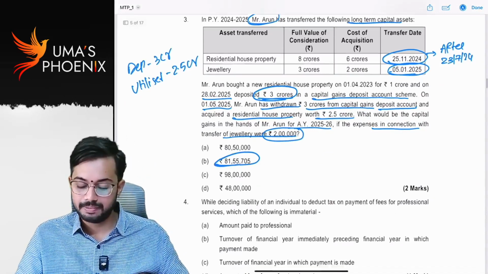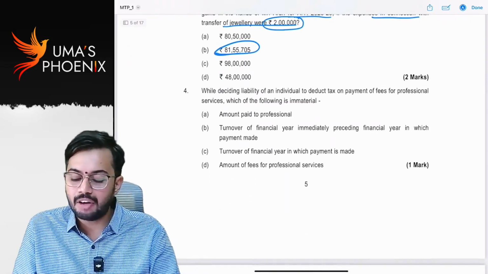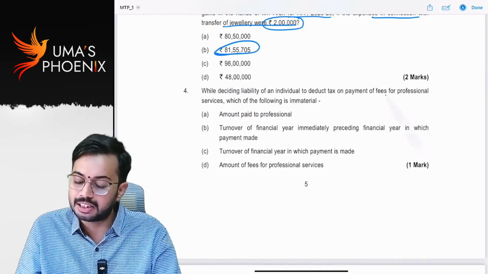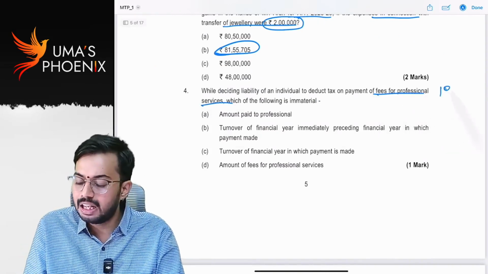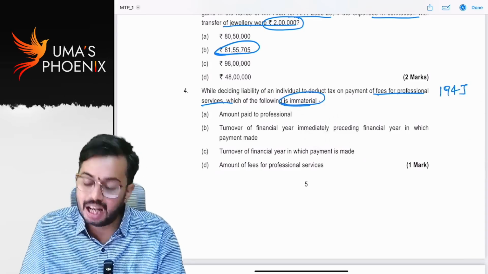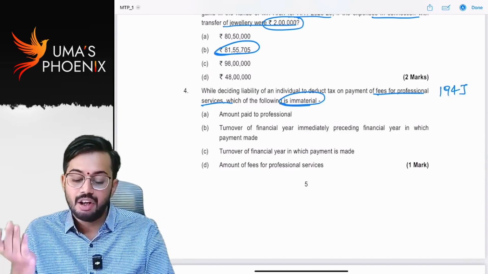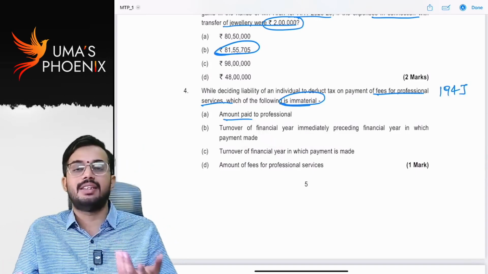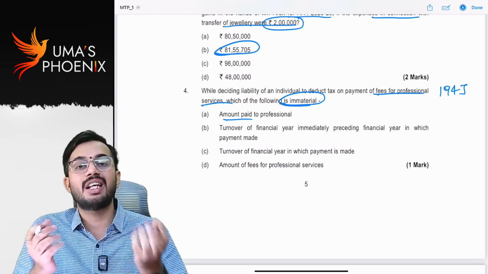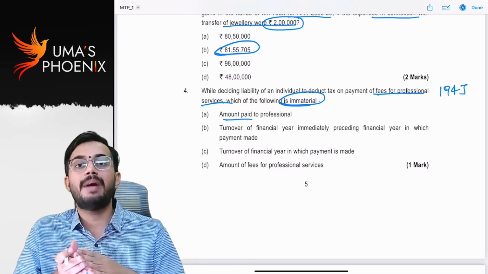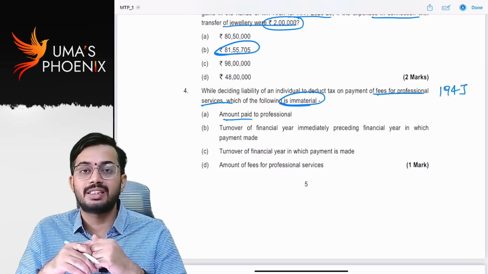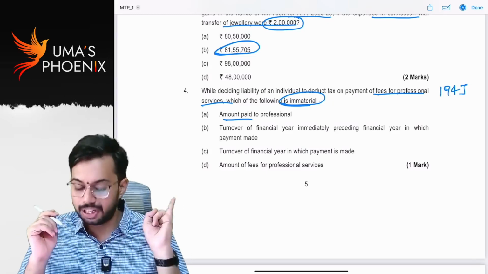81,55,705 rupees. While deciding liability of an individual to deduct tax on payment of fees for professional services. Fees for professional services means 194J. Am I correct? Which of the following is immaterial? That means which is not required. We want amount paid to professional. See, if you want to deduct TDS under section 194J, you will check what is the amount paid to professional. If amount paid is less than threshold limit, less than 30,000, you are not required to deduct TDS. So we require amount paid to professional.